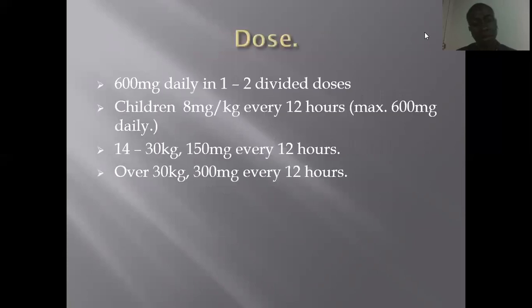Dose: 600 milligrams in 1 to 2 divided doses. For children, 8 milligrams per kg body weight every 12 hours, with a maximum dose of 600 milligrams. Between 14 to 30 kg, you can give 150 milligrams every 12 hours. Over 30 kg, you can give 300 milligrams every 12 hours.